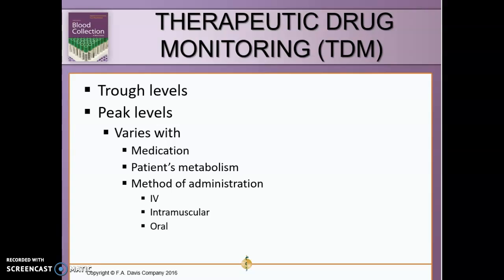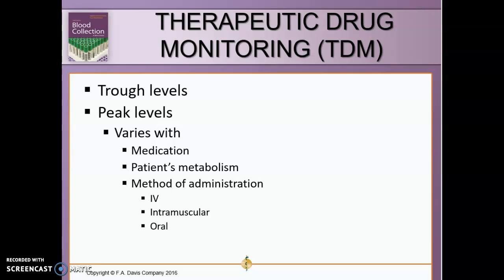Now we're going to talk about therapeutic drug monitoring. We talked about the peak and the trough. You heard me mention peak and trough. The peak and trough levels monitor therapeutic drug levels, okay? The trough level is drawn prior to administering the medication. So think about trough being at the lowest point. So that trough level is drawn right before you give the medication.